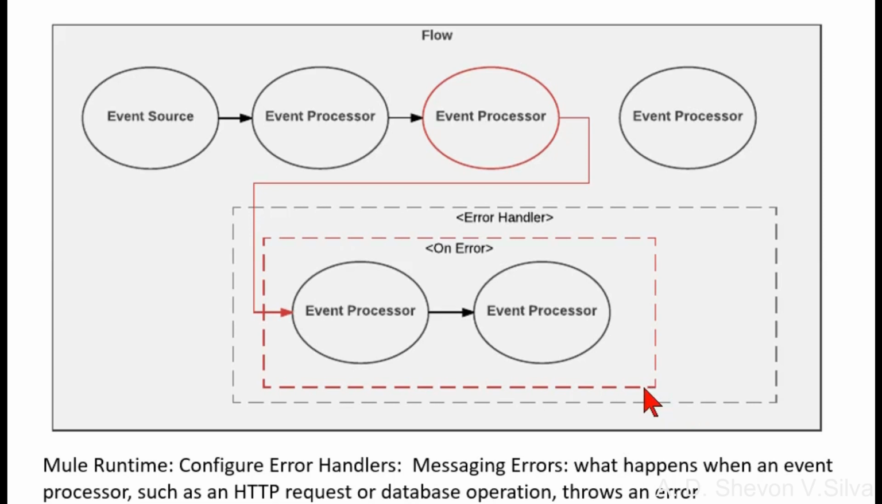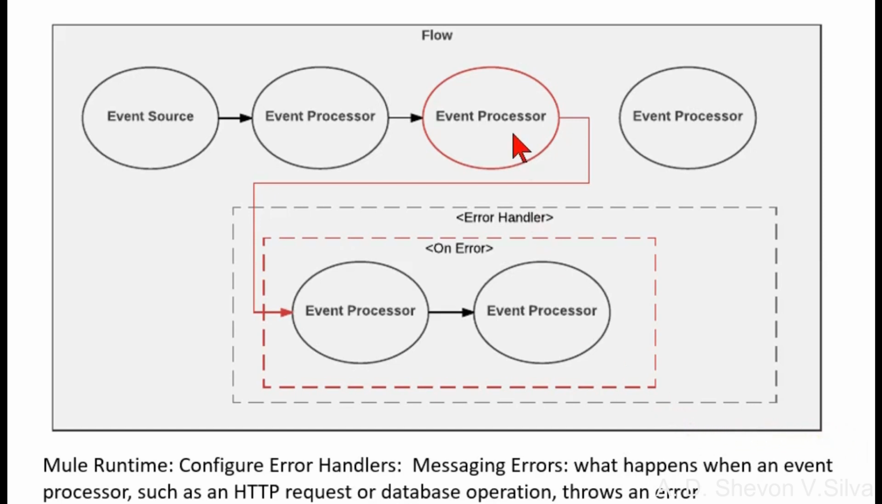The following figure shows what happens when an event processor such as an HTTP request or database operation throws an error. Outside the flow, you can set up an error handler component and reference it from other error handler configurations. The global error handler can contain on error components and their contents. It is possible to set up error handling from within a try scope that resides in the flow. The scope contains a built-in error handler in which you can configure on error components and their contents.